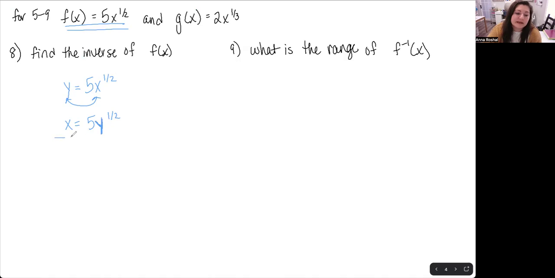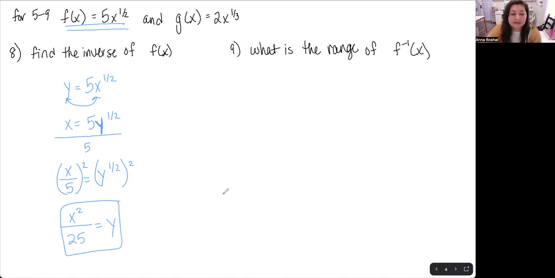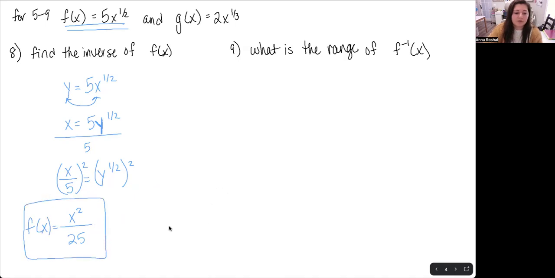My first step to get y by itself is to divide by 5. So I have x divided by 5 equals y to the 1/2 power. In order to get rid of the exponent, I'm just going to square both sides. So I end up with x squared over 25 equals y. And for the final answer, we can replace this y with f inverse of x equals x squared over 25, and that should be totally fine.